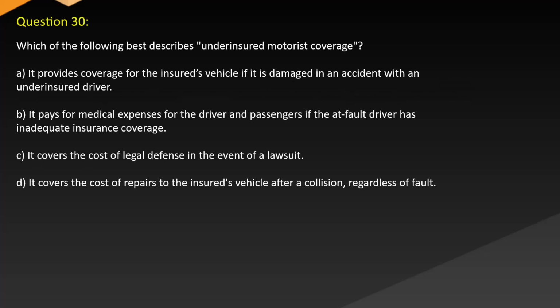Question 30. Which of the following best describes underinsured motorist coverage? A. It provides coverage for the insured's vehicle if it is damaged in an accident with an underinsured driver. B. It pays for medical expenses for the driver and passengers if the at-fault driver has inadequate insurance coverage. C. It covers the cost of legal defense in the event of a lawsuit. D. It covers the cost of repairs to the insured's vehicle after a collision, regardless of fault.